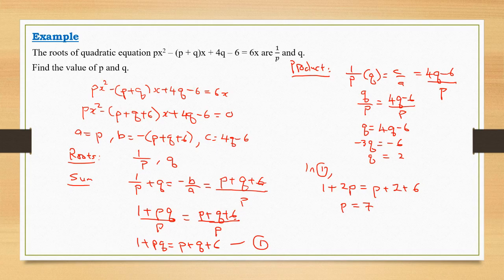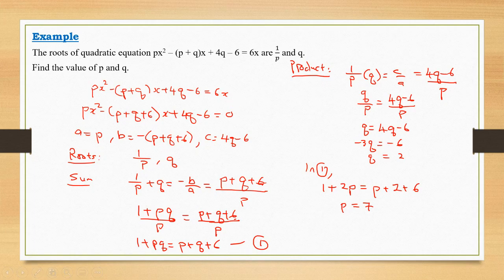Okay, so this is related to roots. When you are given roots with the name of the root, whether alpha, beta, or whichever term, follow accordingly, find out the sum, the product. Some of these might form two equations, then you have to solve them to find the unknowns that are given.